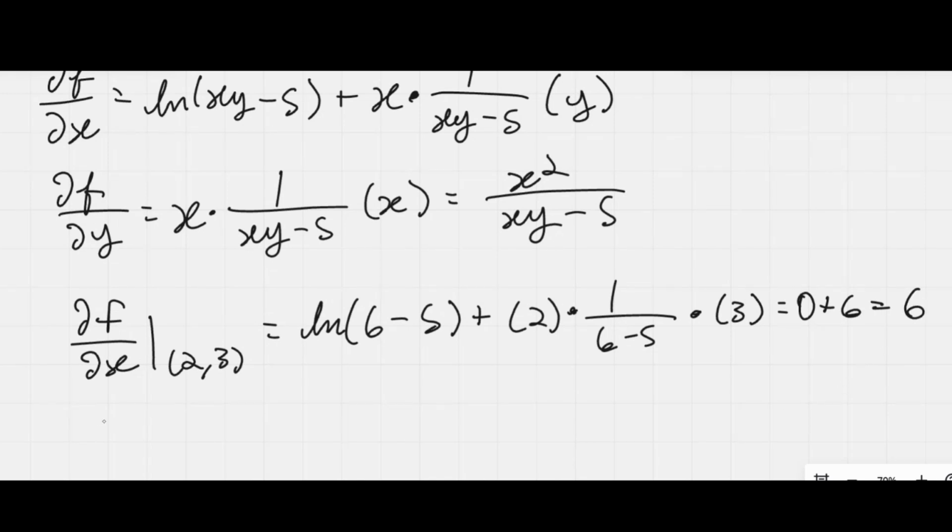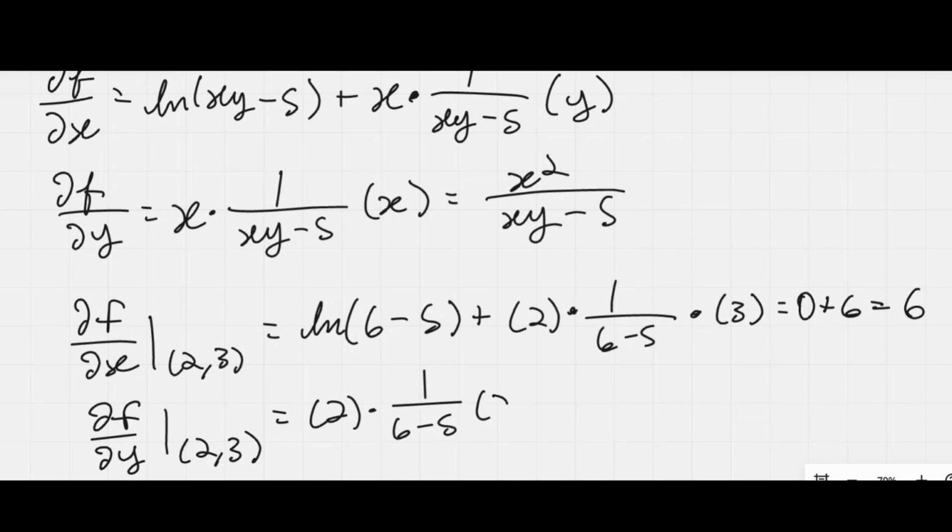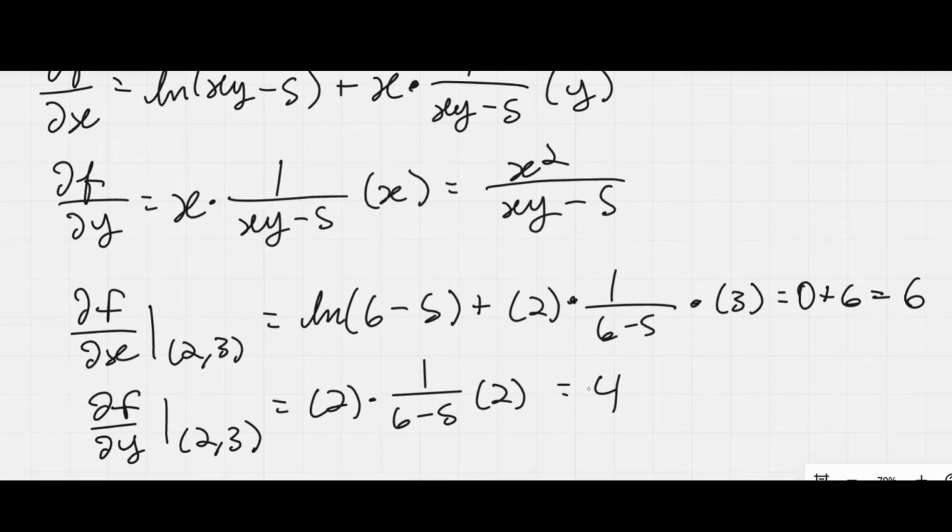Let's do the same thing, but for the partial derivative of f with respect to y at the point (2, 3). Well, we have essentially 2 times 1 over (6 minus 5) times 2 again. Once again, 1 over (6 minus 5) boils down to just 1. So 2 times 1 times 2 is 4. Alright, so we have our two slopes over here that we're going to be using for our two tangent lines.